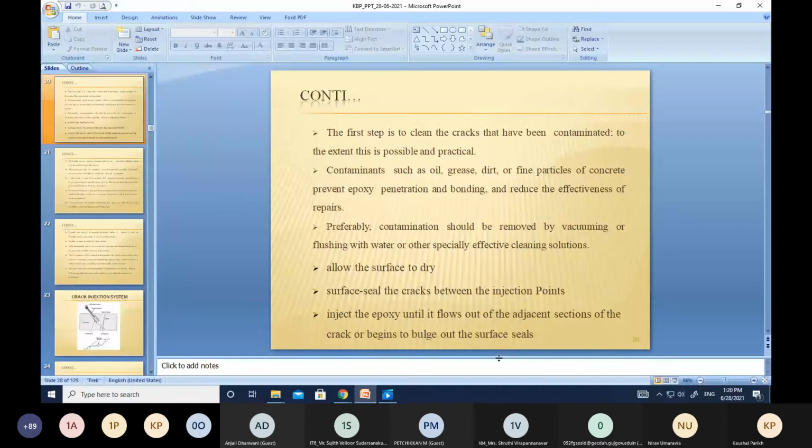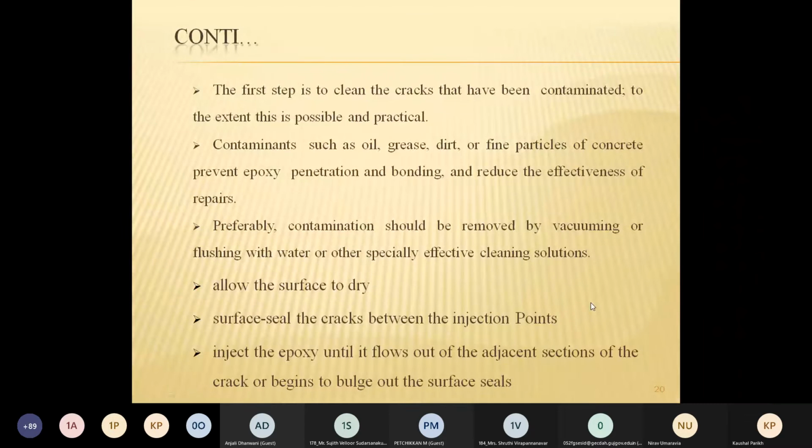I think the PPT is visible. Fine. So now, after looking at this video, let us try to understand what the procedure is that has to be followed using this approach.